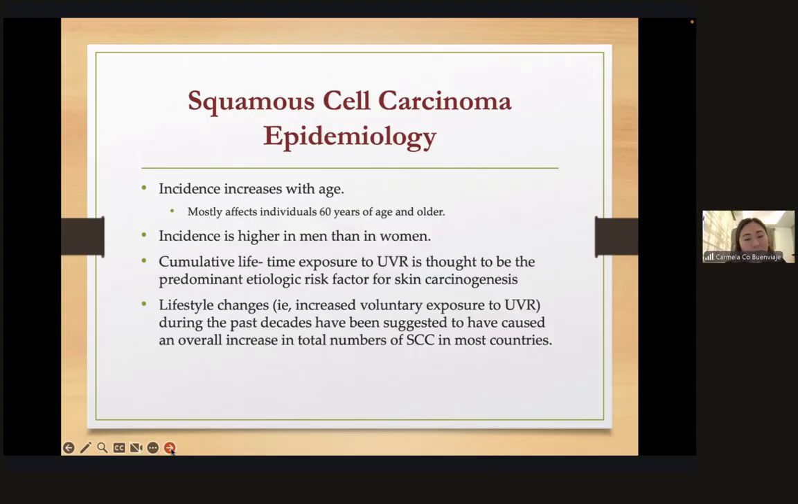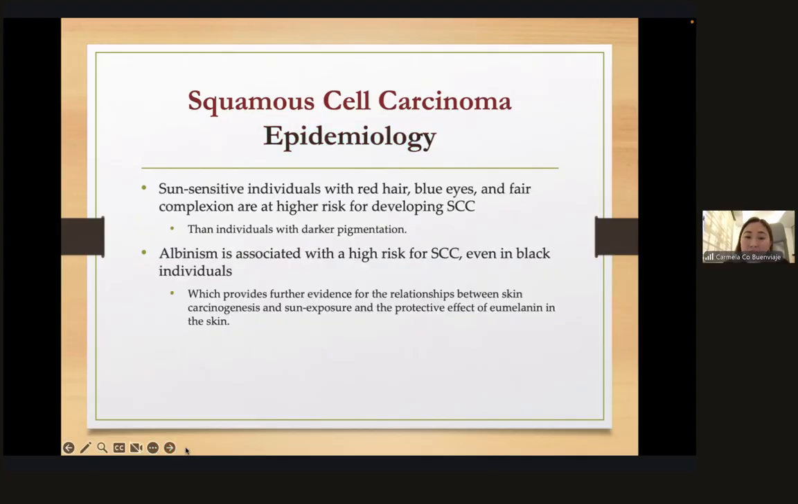Okay, so sun-sensitive individuals, meaning individuals with red hair, blue eyes, fair complexion, are at a higher risk for developing SCC than individuals with darker pigmentation. So albinism is associated, of course, with a high risk for SCC, even in Black individuals. So if the Black individual has albinism, he is also at high risk for SCC. So this provides further evidence for the relationship between skin carcinogenesis and sun exposure and the protective effect of eumelanin in our skin. So the eumelanin or melanin protects us also from the sun.